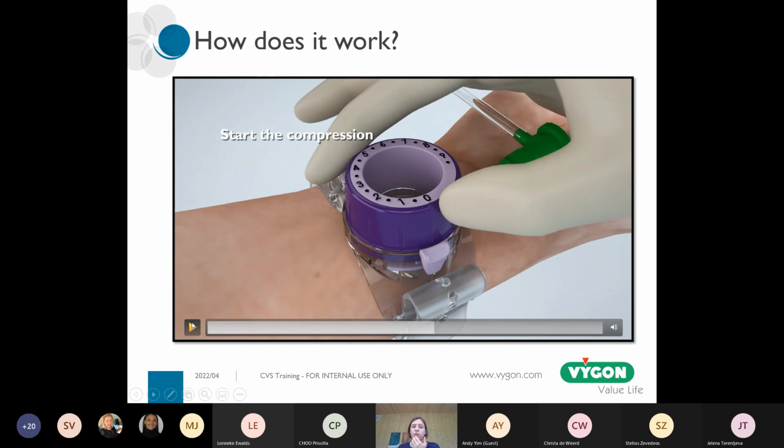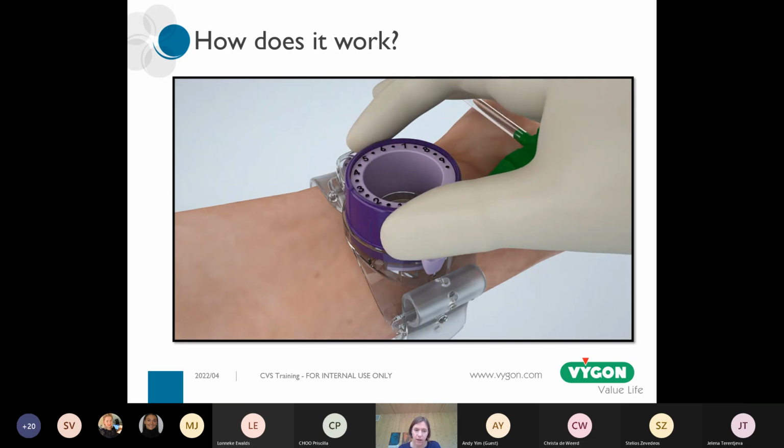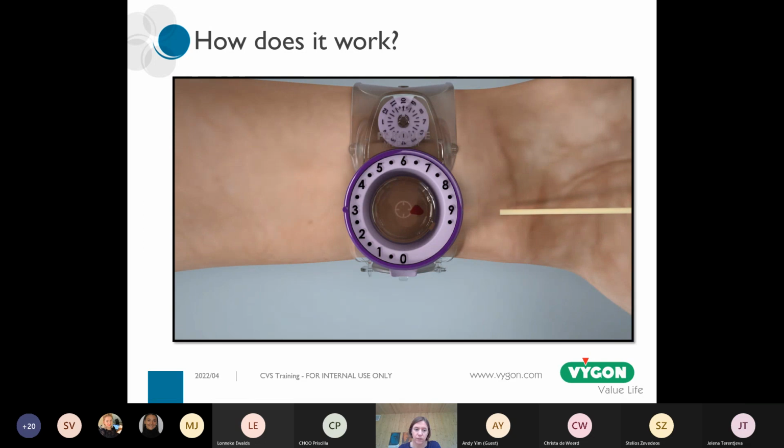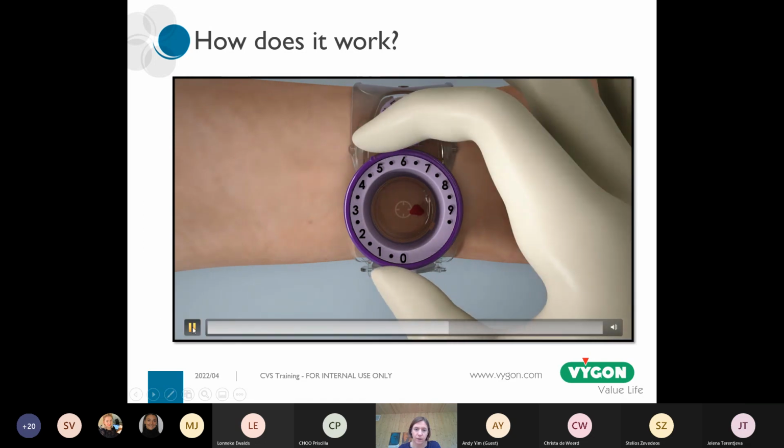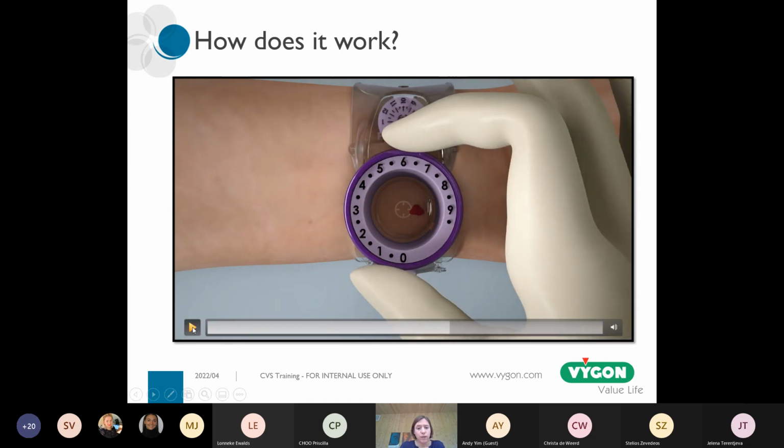The artery compression. So first you have to start the compression. You compress by turning the wheel clockwise to level 3. And then you remove the introducer sheath. You can compress until the drop of blood disappears. Yes, the bleeding stops.